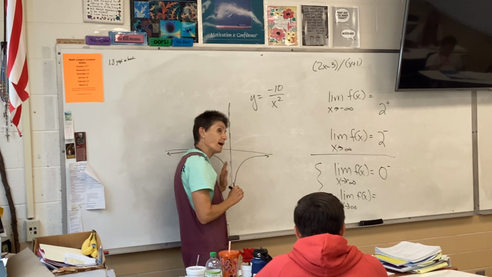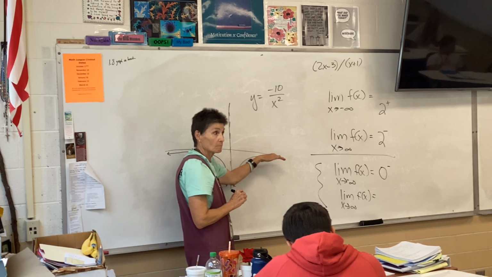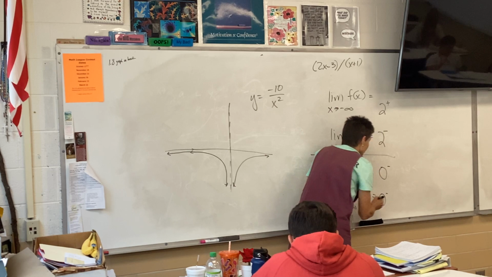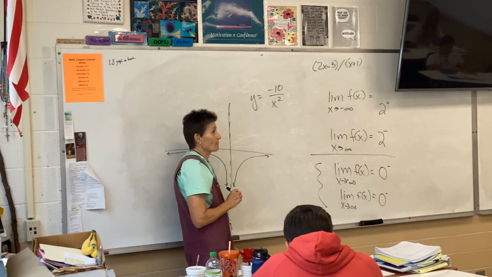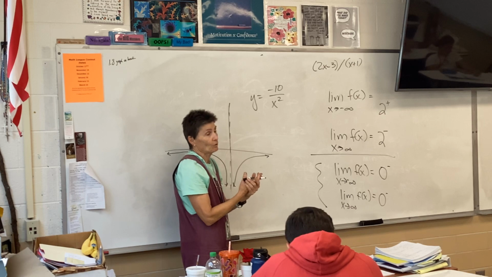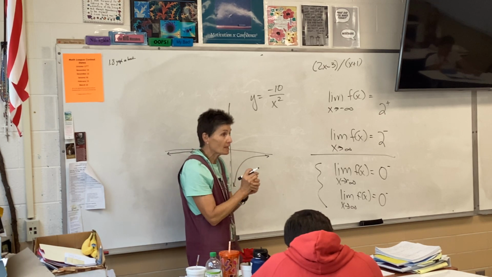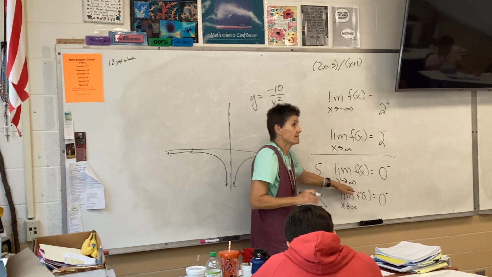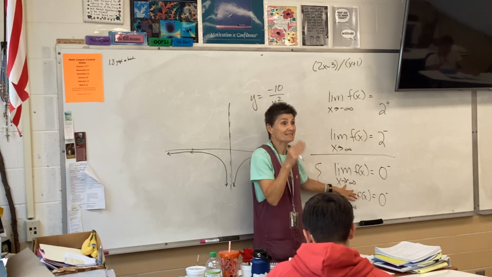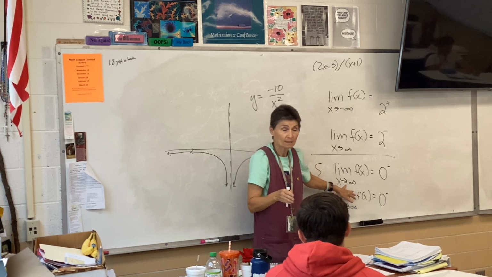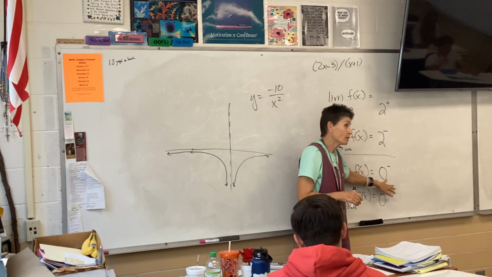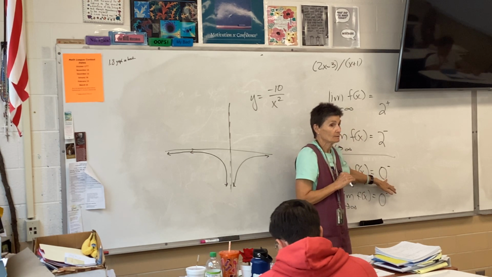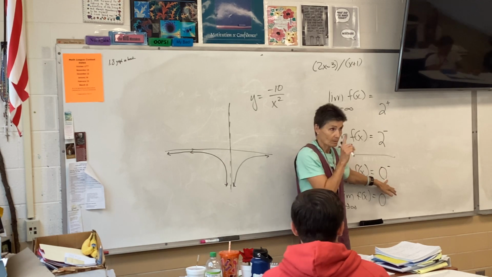What about the right side? Isn't it the same? 0 from the bottom. End behavior tells me what my graph does as it heads off the page. This tells me as X gets bigger and bigger negative, so as X decreases without bound, Y gets closer and closer to 0 from the negative side. That's what that says. You okay?